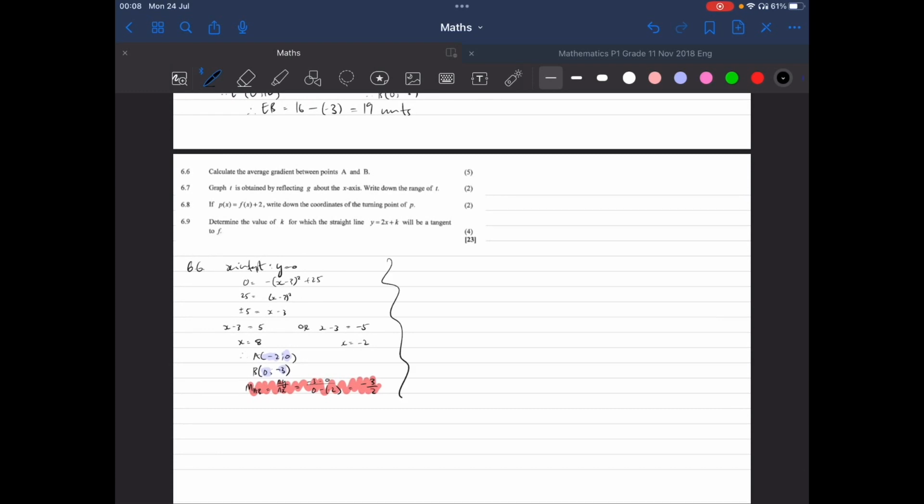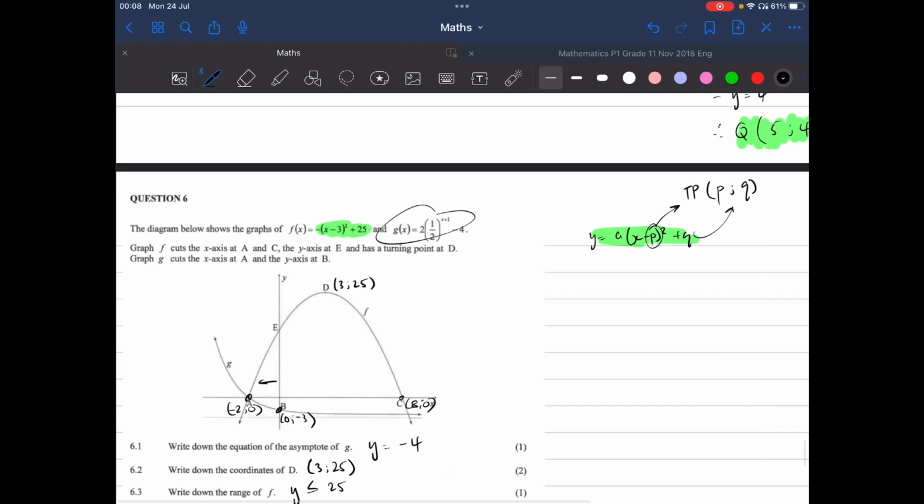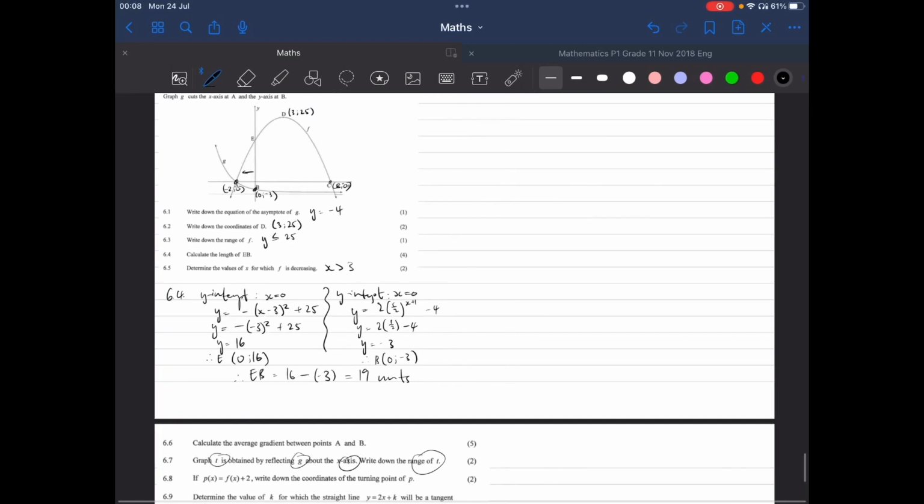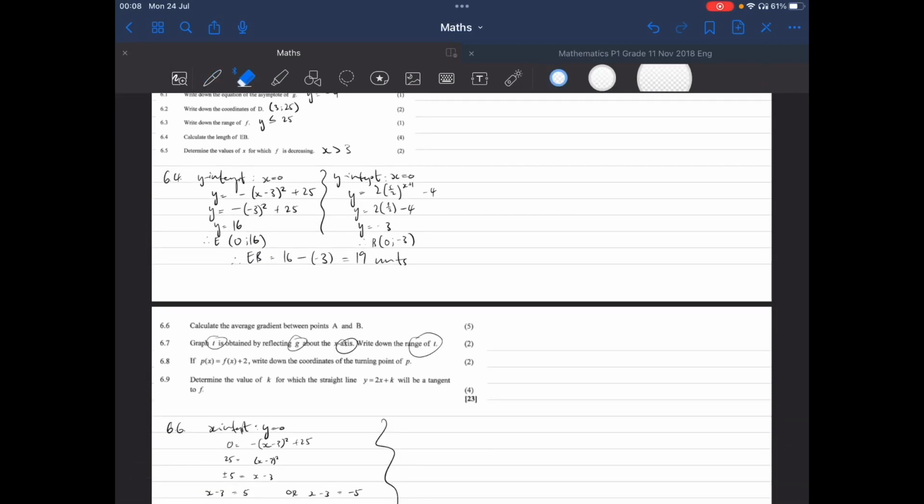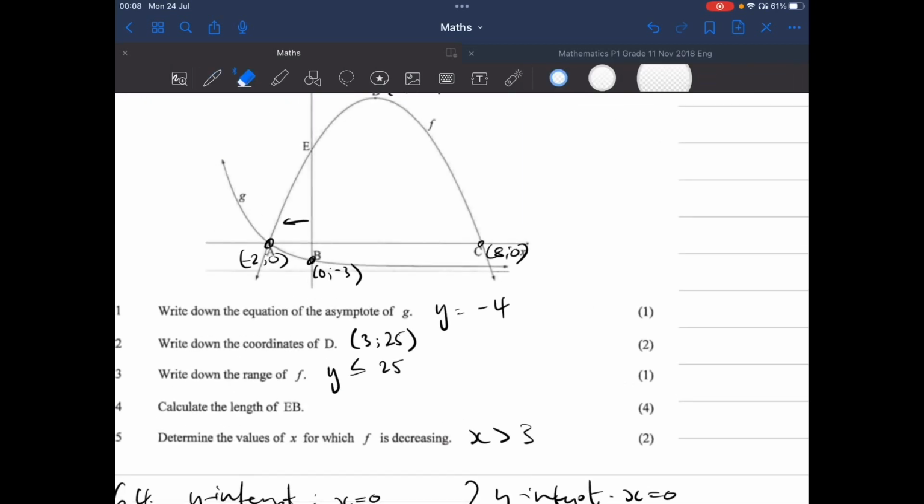6.7 says graph T is obtained by reflecting G, our exponential graph, about the x-axis. Write down the range of T. Again, range is our y values. So we took graph G, which was our exponential graph over here, and we reflected it about this x-axis. So how is that going to look now?